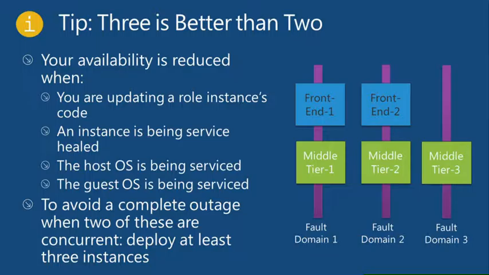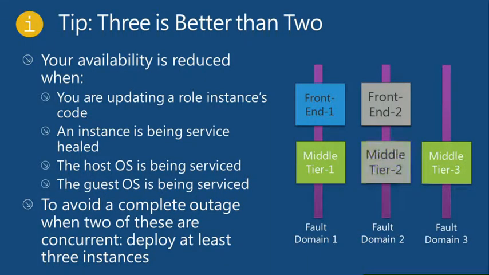Because your availability is impacted when you're updating your code and marching through update domains, when you're being service healed because the server failed underneath an instance, or when we're updating the host OS or the guest OS. So your availability is impacted when one of those events happens. What happens when 2 of those events happen at the same time? Well, then you're kind of out of luck if you just have 2.